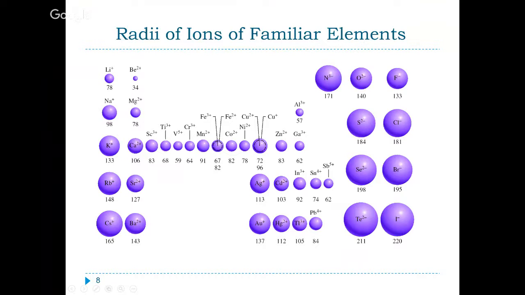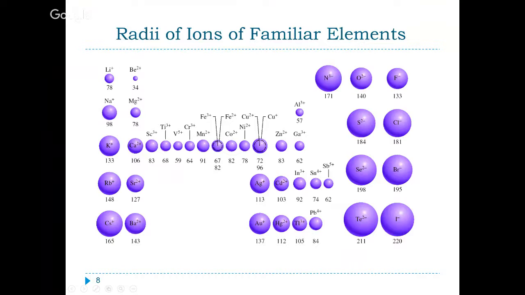As we become more positive, let's just look at sodium, magnesium, and aluminum. So across row 3: +1, +2, +3, we've lost more electrons. Therefore, we are smaller here than what we are over here. So that is true for all cations. The more electrons you lose, the smaller you get. So that is our trend in terms of looking at cations.